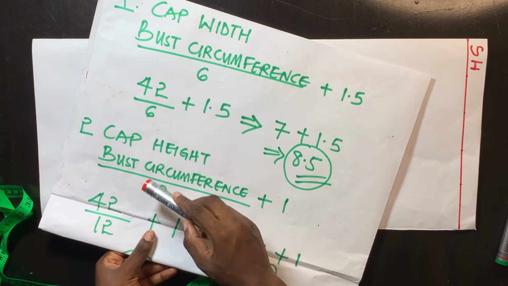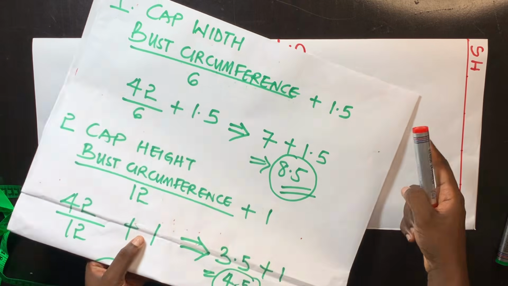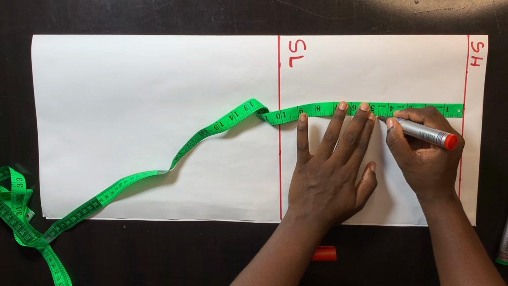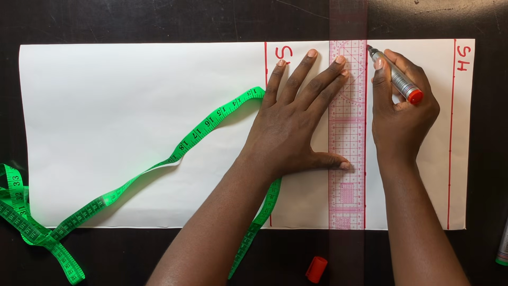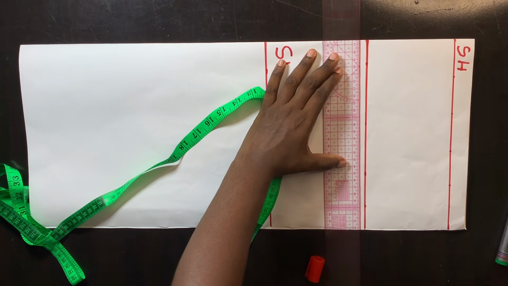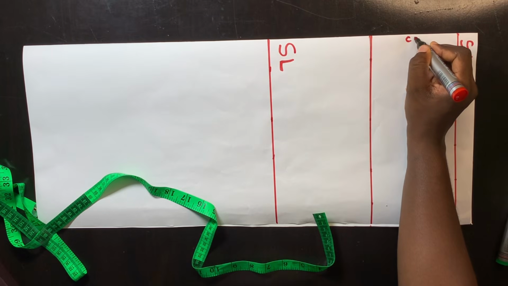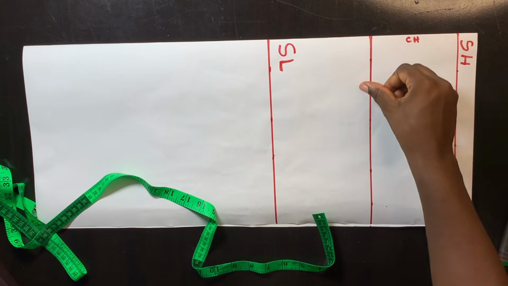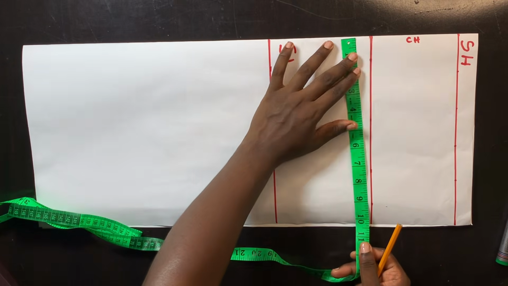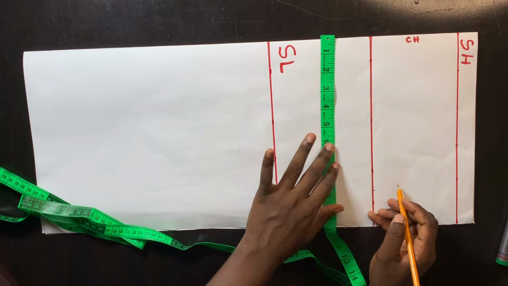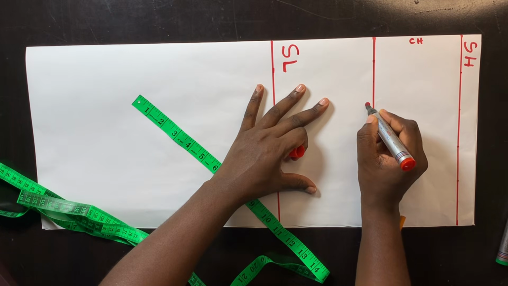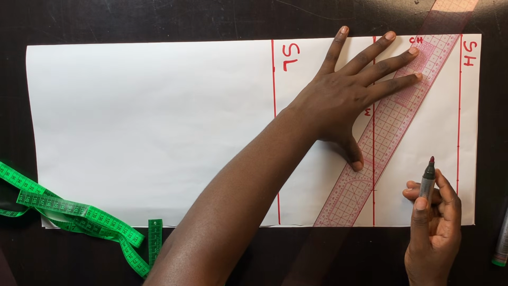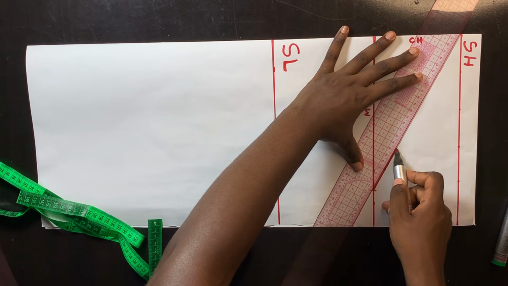Now let's go ahead and draft. We're going to start by marking our cap height, which is 4.5. From the sleeve head, I'm going to come down by 4.5 inches and mark, then go in with my ruler to connect into a straight line. I will label that line CH, which signifies cap height. Next, I will mark out my cap width, which is 8.5 inches. I'm just going to place the tape on this line and mark 8.5 inches. Then I'll label that line CW, which signifies cap width. Next, I'll connect from the cap width area to the sleeve head with my ruler.